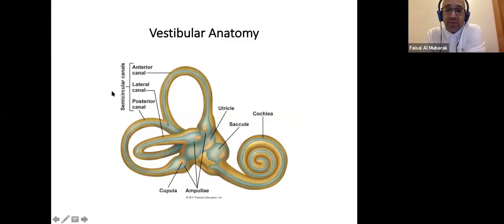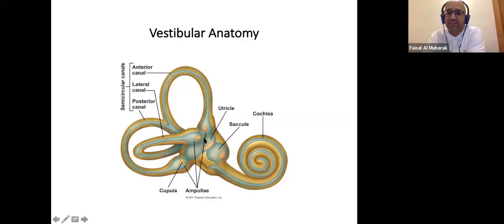Now, if we zoom in to the inner ear itself, here we see the cochlea, which is again responsible for the auditory functionality. And we have here the vestibular system, this whole thing here, starting from here and up. All this is the vestibular system. So we are focusing and looking at the vestibular system right now. Now let's look at the anatomy of the vestibular system.